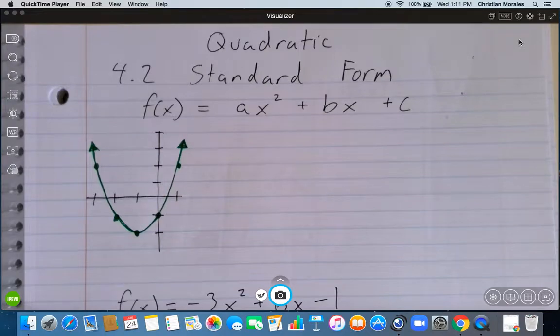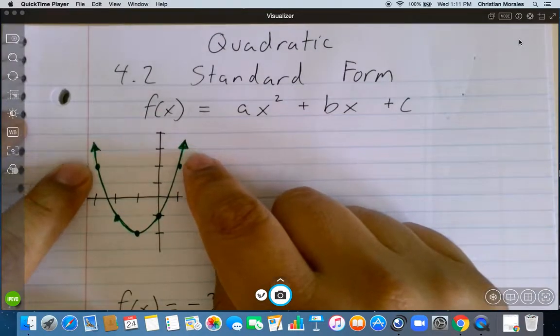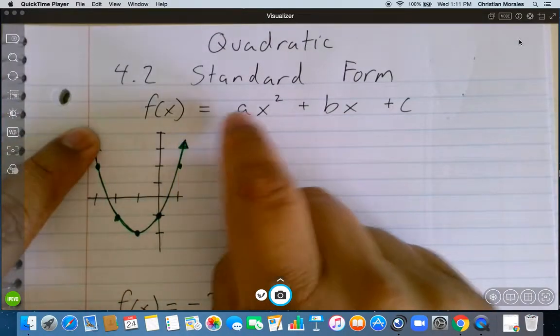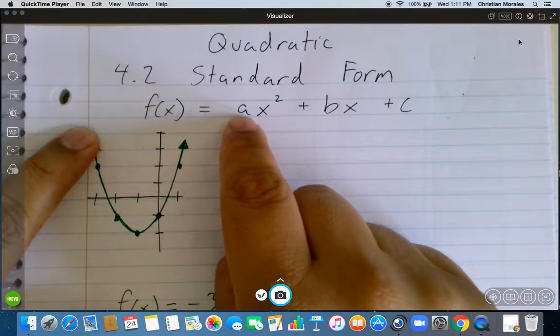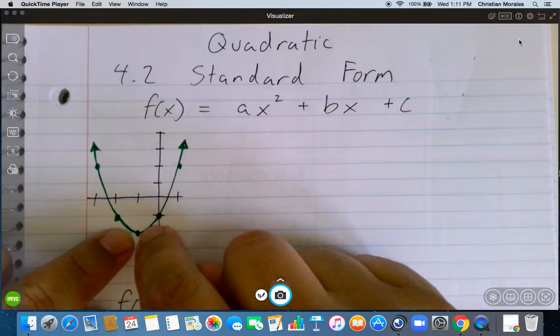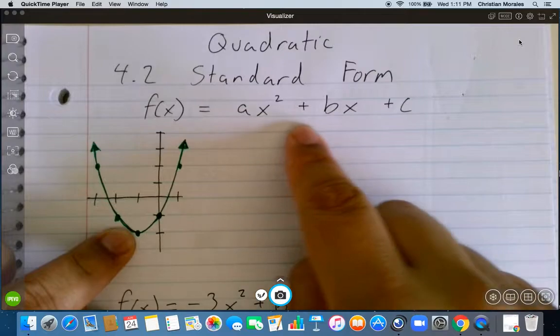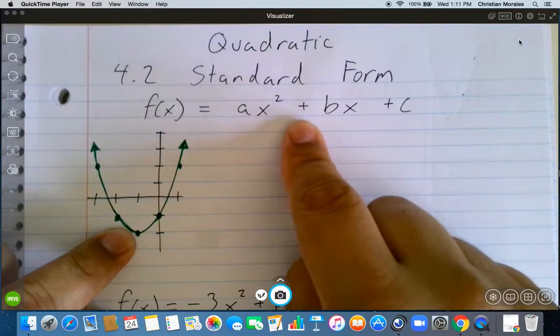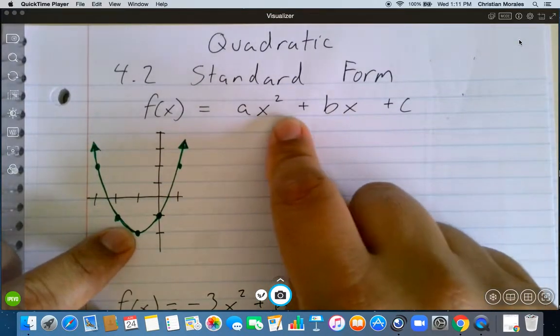Part two, standard form. Before we get into standard form, let's talk about the parabola again. We know that the parabola has a direction. This is a positive parabola, so that number for A is positive. And the vertex is h and k, but if you notice in standard form, there is no h and k. So you don't have the vertex.